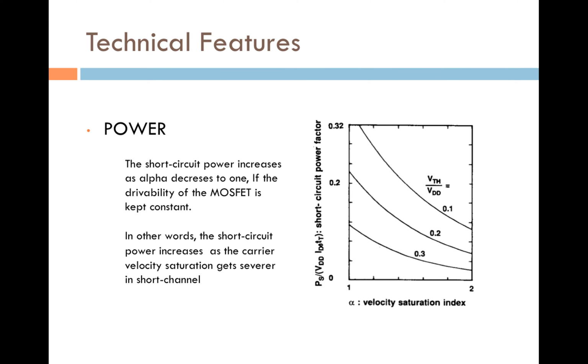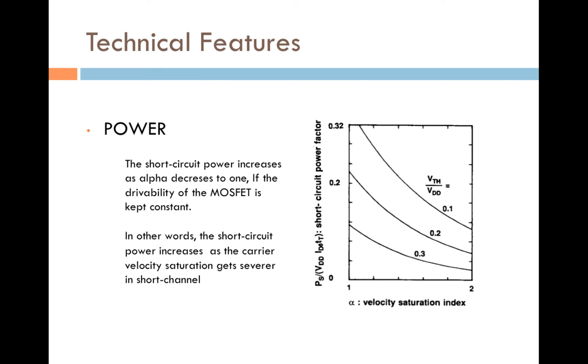Now, let's take a look at power consumption issues. First of all, we must define a concept, PS, the short circuit power per switching, which is the power consumed when a CMOS inverter is switching. In the graph, it can be seen how, as the velocity saturation index increases in the horizontal axis, the short circuit power factor decreases. The different curves just represent the power difference when the threshold voltage is bigger or smaller.